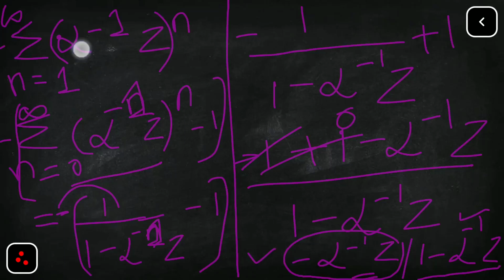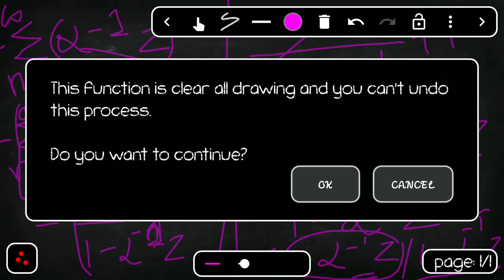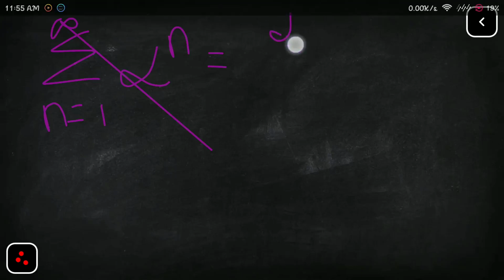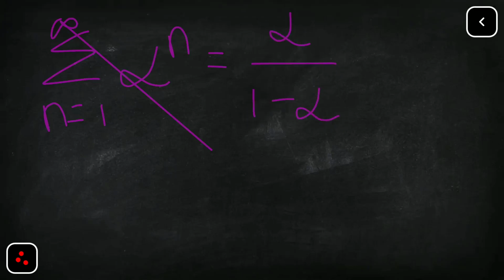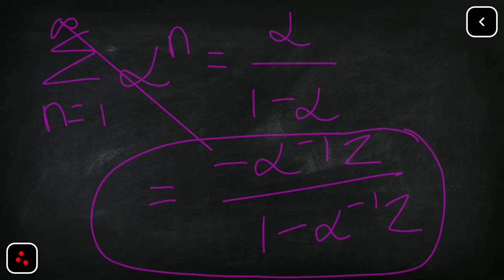You don't need to do these steps. You can directly write that particular formula: the summation of n equal to 1 to infinity of alpha to the power of n is equal to alpha divided by 1 minus alpha. Therefore you get the resultant as minus alpha to the power of minus 1 z divided by 1 minus alpha to the power of minus 1 z. So you can get it directly, no need of doing those steps. That is what I wanted to tell, and this is the solution for this particular problem, and thank you.